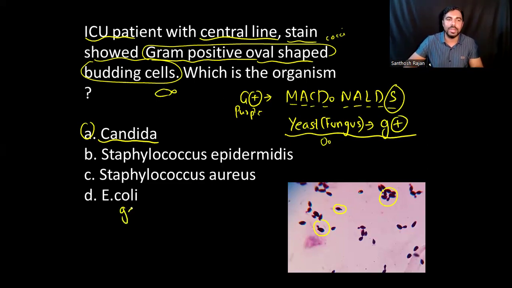And E. coli is gram negative, so it's out. So among all these, the gram positive, oval budding cell is this only. So you're going to Candida.